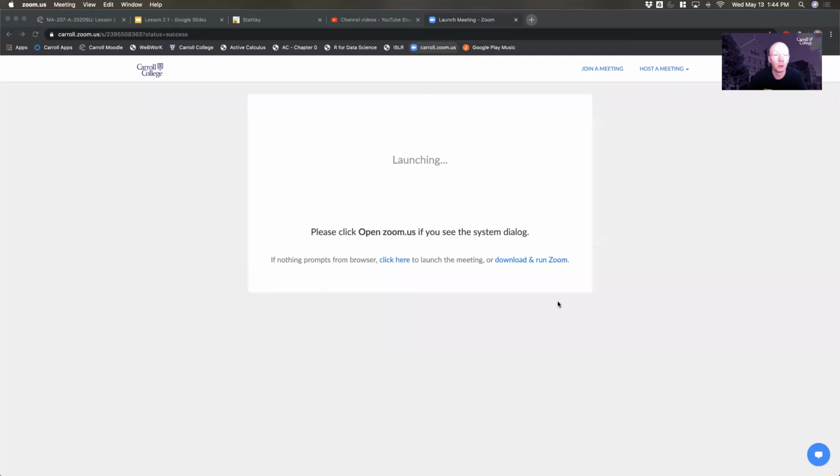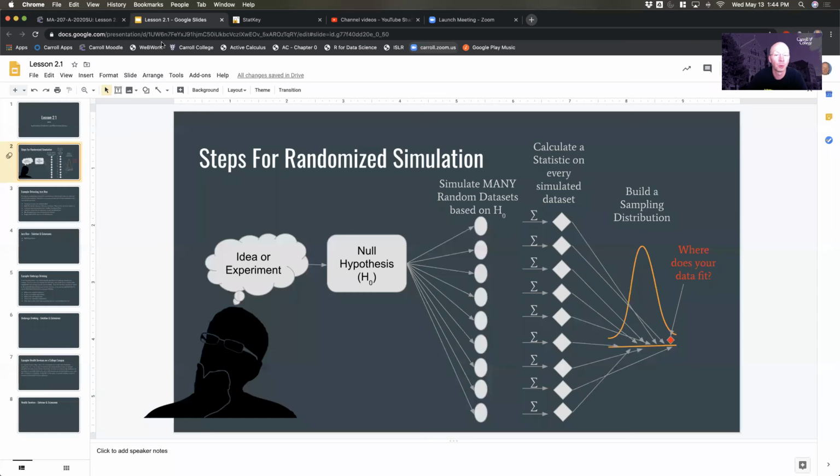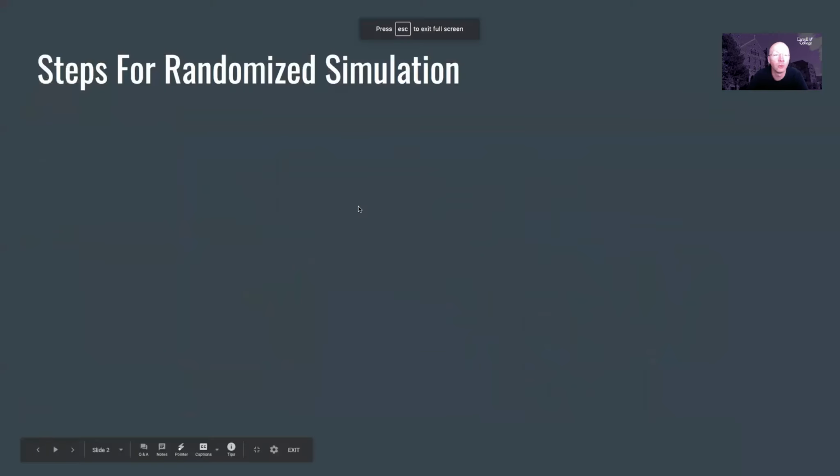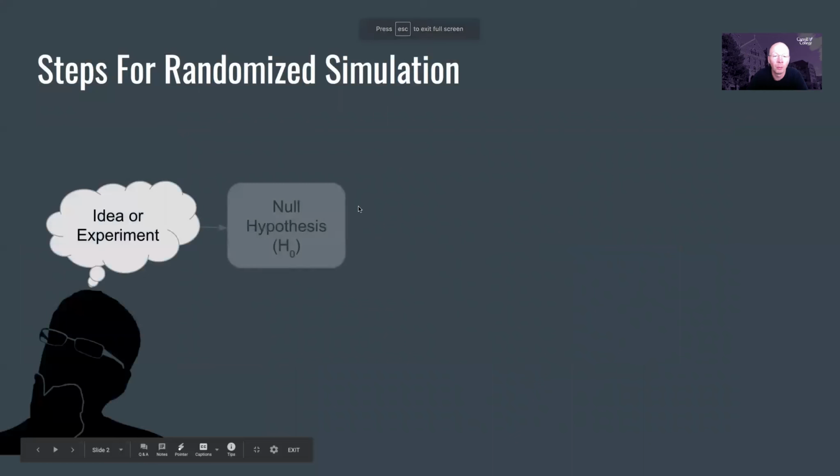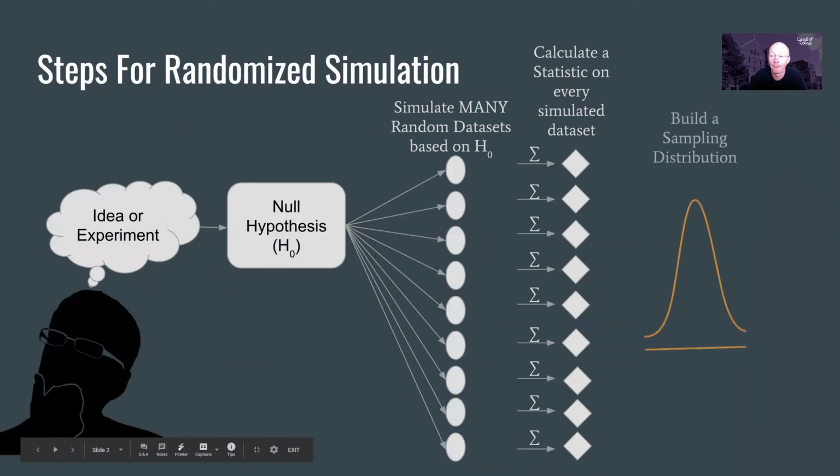Okay, everyone, let's do an example of a randomized hypothesis test, or in other words, statistical decision-making using randomized simulation. So let me share this out to you. This is where we left off in the previous video: this is the overview of how randomized simulation works.